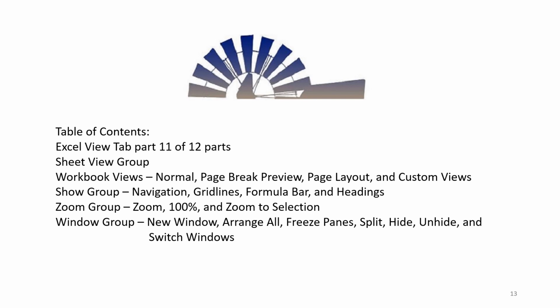Table of Contents, Excel View Tab, Part 11 of 12 parts: Sheet View group. Workbook views, normal, page break preview, page layout, and custom views. Show group, navigation, grid lines, formula bar, and headings. Zoom group, zoom 100% and zoom to selection. Window group, new window, arrange all, freeze panes, split, hide, unhide, and switch windows.